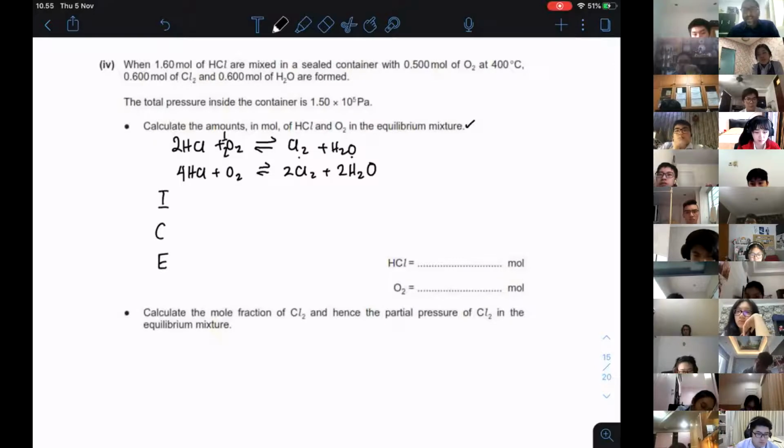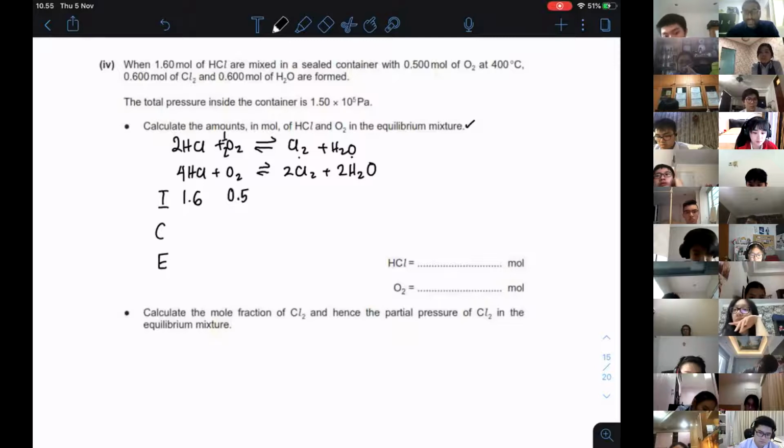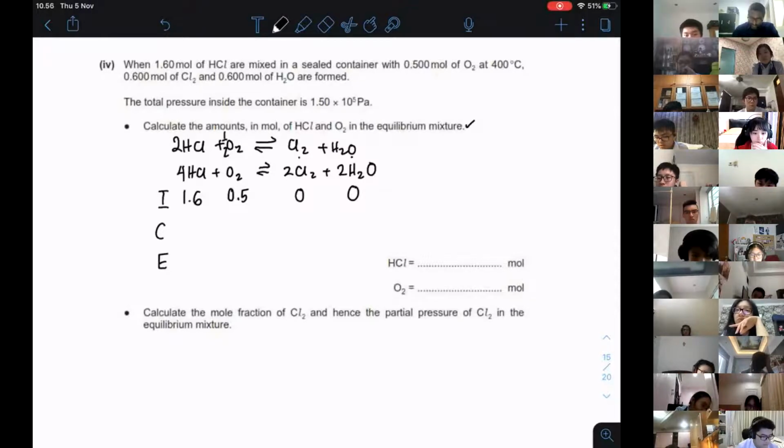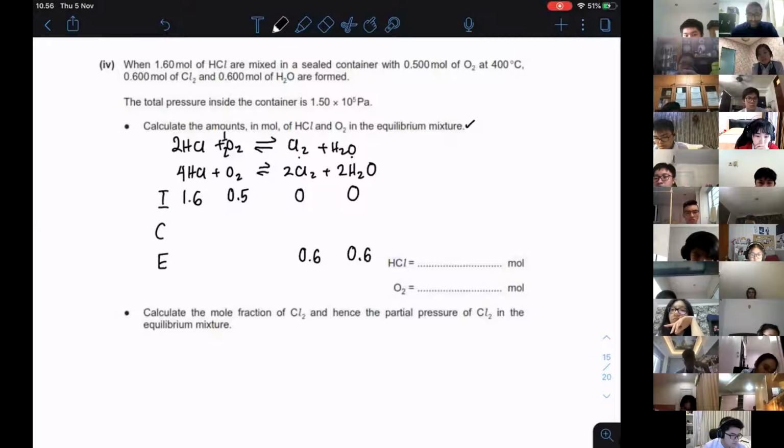initial, change, and equilibrium. Now, they say that when 1.6 mole are mixed, so that was initial, 1.6 initial, and they are mixed with 0.5 of this. That's also initial. And initially, there's nothing, no product. And then they say 0.6 mole of Cl2 are formed. So that is actually your equilibrium. At 0.6, they are formed, and this is 0.6, they are formed. So this is the information that is given to me. I need to figure out the other information myself.